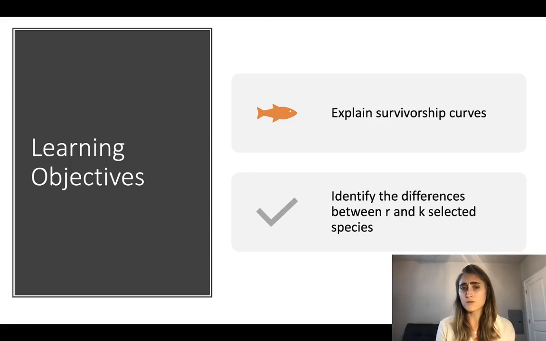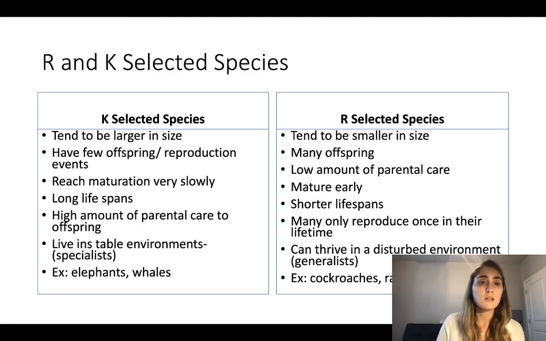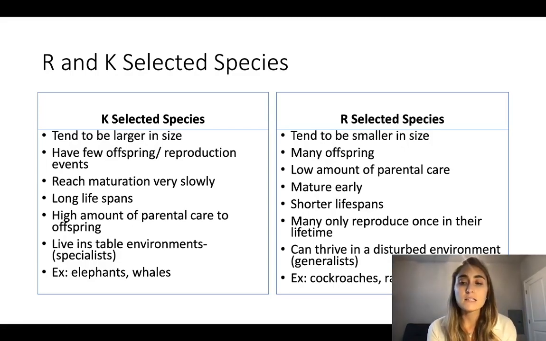So our learning objectives for today are explain survivorship curves and identify the differences between R and K selected species. So what are R and K selected species? This looks like a lot of words. R-selected and K-selected species are sometimes confused with generalists and specialists, but it has more to do with their reproductive habits and relative reproduction strategies.